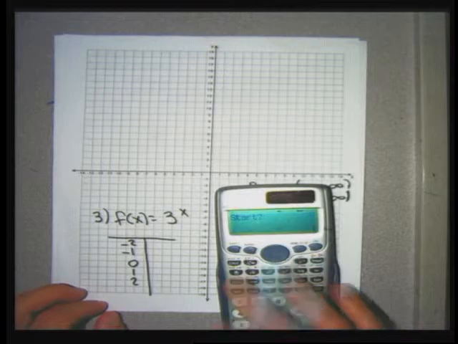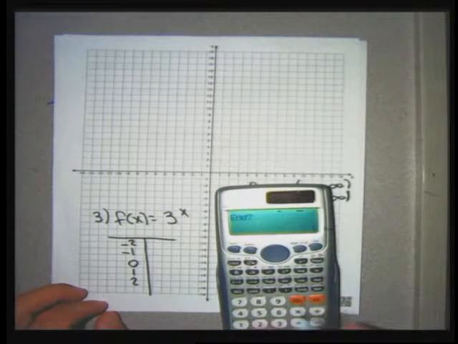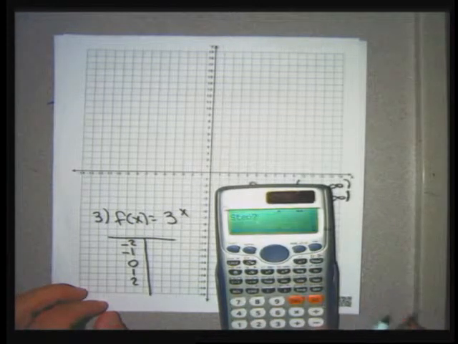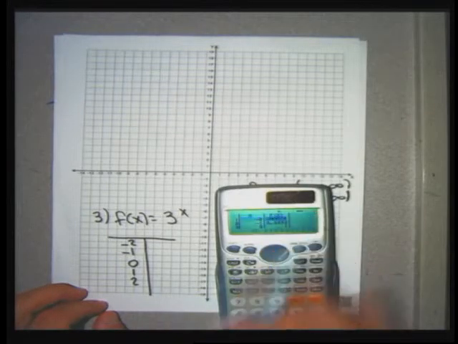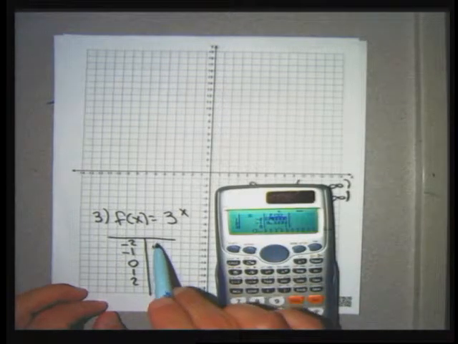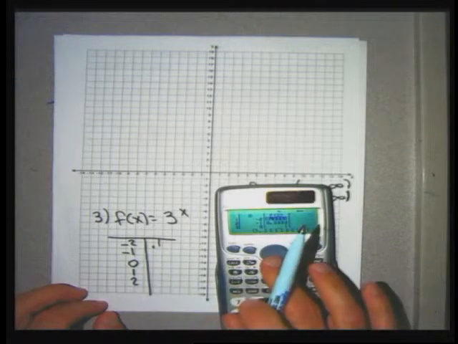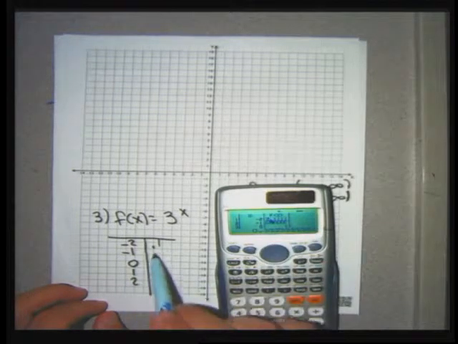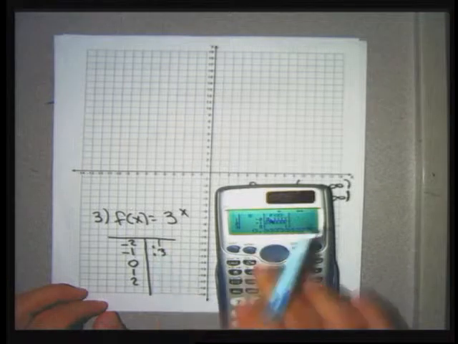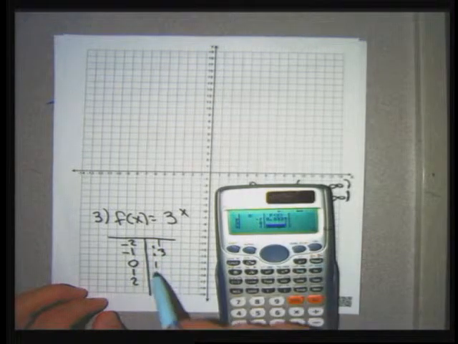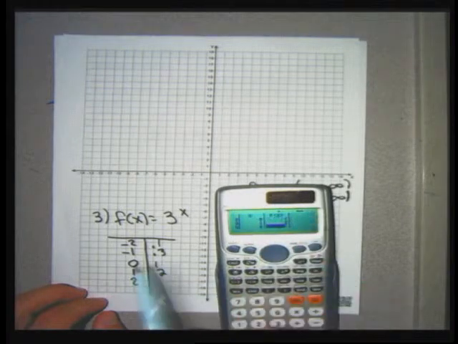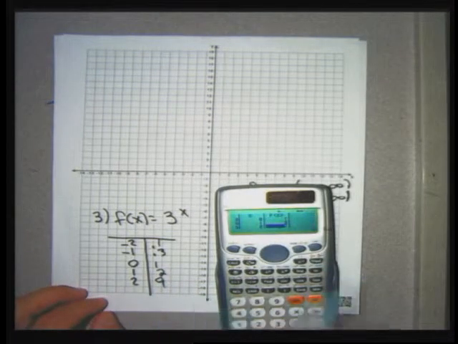So, recalibrating, start at negative 2, end at 2, step 1, better. So, negative 2 first, and then 0.1 second. This time I said to round to one decimal, which makes more sense. Negative 1 and positive 0.3, 0 and 1, 1 and 2, and 2 and 9. That's plenty enough points to make a reasonable graph.